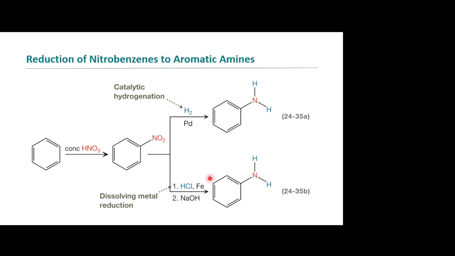This right here is actually the dissolving metal reduction. So you get the metal into a phase where it can actually do this reduction. You add acid and the metal together, iron in this case. And then you take NaOH to finish the reaction off. And this would actually give you right here, again, the amine. Now, what I want to point out here is that this is actually that reduction right here. Why do you need the NaOH to finish this off?